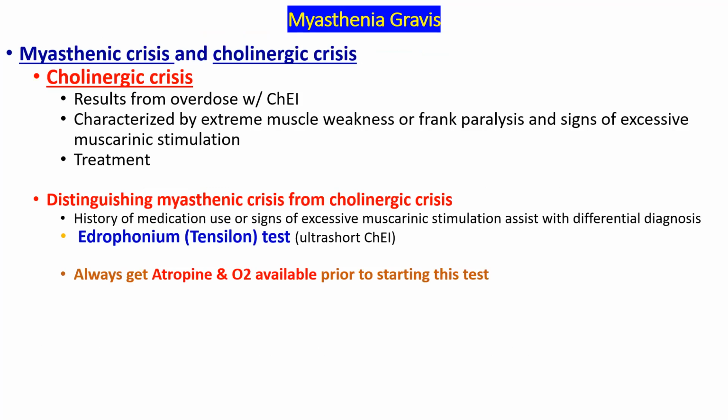So myasthenic crisis and cholinergic crisis. Cholinergic crisis results from the overdose with cholinesterase enzyme inhibitors. And it's characterized by extreme muscle weakness or paralysis, and signs of excessive muscarinic stimulation, M receptor stimulation. So the treatment for cholinergic crisis would be respiratory support, like mechanical support, and atropine.